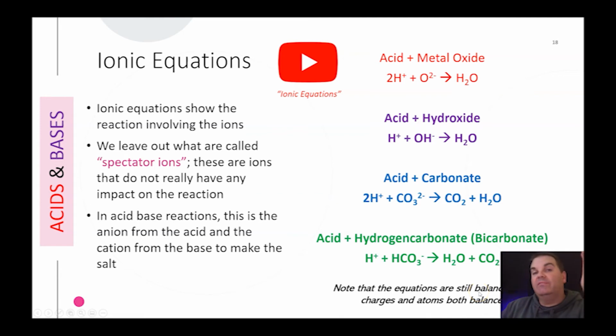All we're doing is leaving out the spectator ions. They are generally the anions off of the acid and the cation off of the base, because it doesn't matter what they are, they just form our salt. The acid-base reaction still occurs here, and they are balanced.